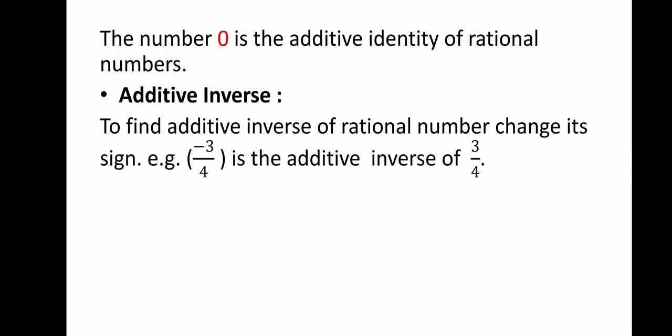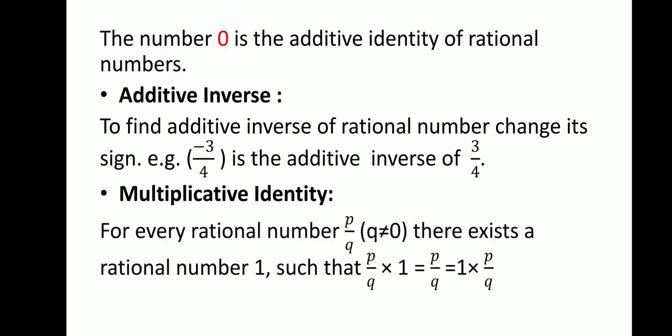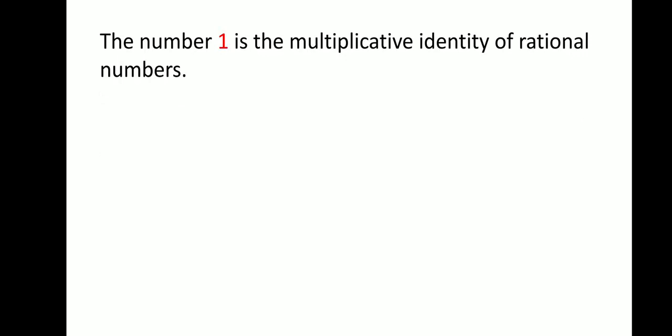Next comes the multiplicative identity. So what do we mean by multiplicative identity? For every rational number p by q, q not equal to 0, there exists a rational number 1 such that p over q multiplied by 1 is equal to p over q. It means that if I multiply any rational number by 1, the answer will be the same rational number. So we can say that number 1 is the multiplicative identity of rational numbers.